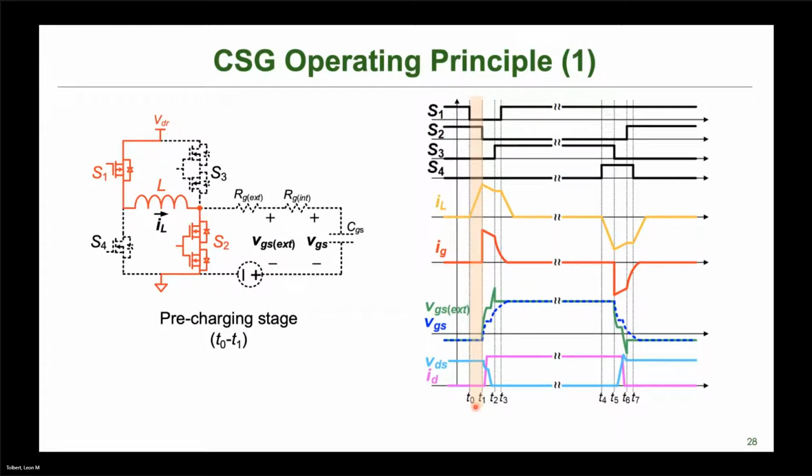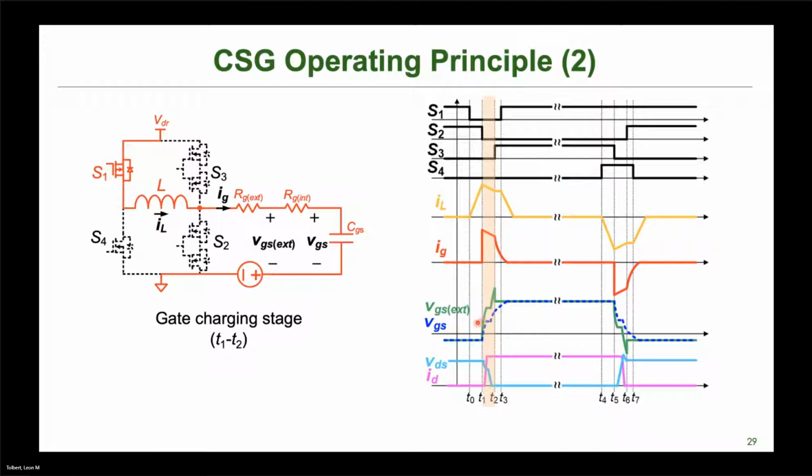Here you can see that during this initial stage, T0 to T1, we have S1 on and S2 on, and we can see our current is going through here. It's not going into our device at all, and so that's why we call that a pre-charging state, where we're charging up our inductor here. And then our gate charging state is when we turn this off and we let that current that's built up in this inductor go immediately into our gate drive, and that's shown in this section here.